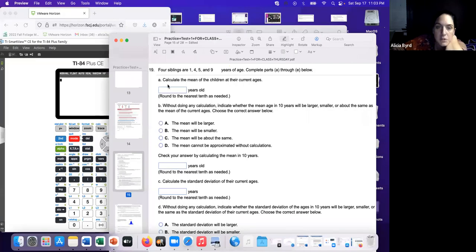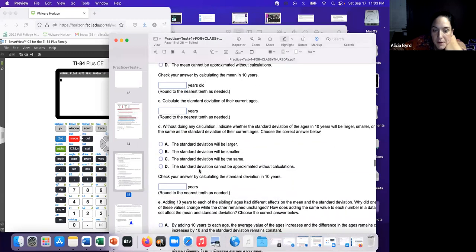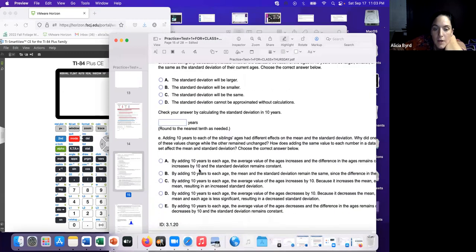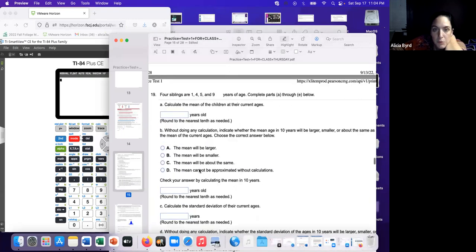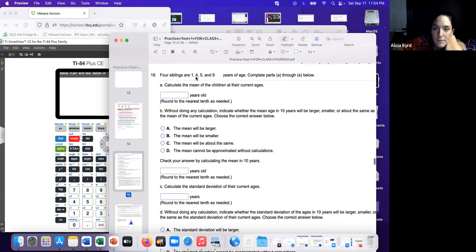All right, so on this question, it's question 19 from practice test 1. The question identifier is 3.1.20. From section 3.1, 4 siblings are 1, 4, 5, and 9 years of age. Complete parts A through E below. So we're first asked to calculate the mean.